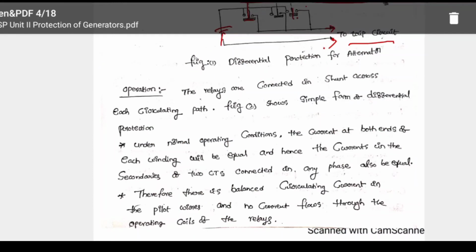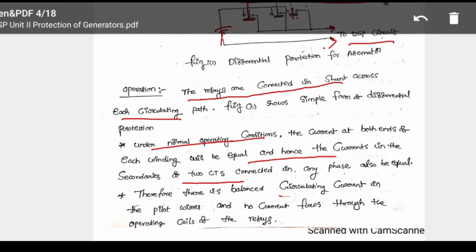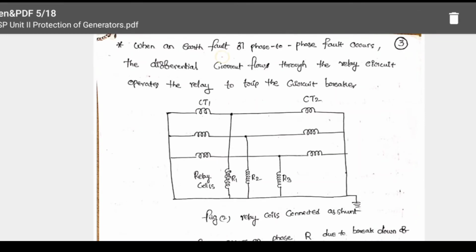Now, how does the differential scheme or Merz-Price scheme work? Already I told you, the relays are connected in shunt for each circulating current path. Differential protection is employed. Under normal healthy conditions, the current at both ends is equal, and hence the current in the secondaries of the two CTs connected in a phase is also equal. Therefore, there is a balanced circulating current in the pilot wires, and no current flows through the operating coils of the relay under healthy conditions. Now when a phase to phase fault occurs, the differential current will flow through the relay coil and operate the relay to trip the circuit breaker.